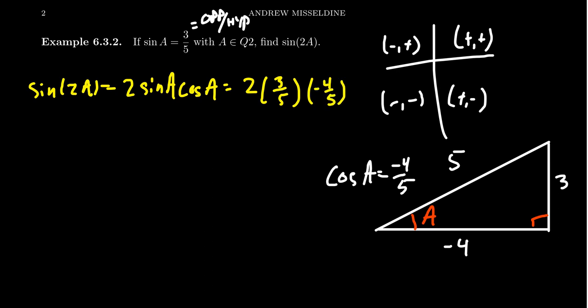Then we put all of this together. 2 times 3 is 6. 6 times negative 4 is negative 24. And 5 times 5 is 25. So we see that sine of 2A equals negative 24 over 25. The identity was pretty simple. We just had to compute cosine of A, which, if we know sine and we know the quadrant, we can find using this triangle diagram, and we can solve for any of the remaining trigonometric ratios, including cosine.